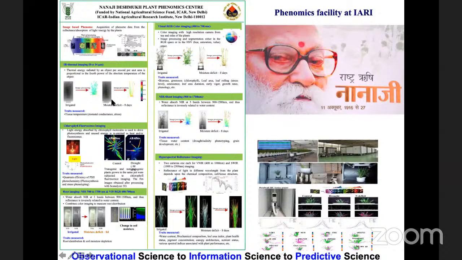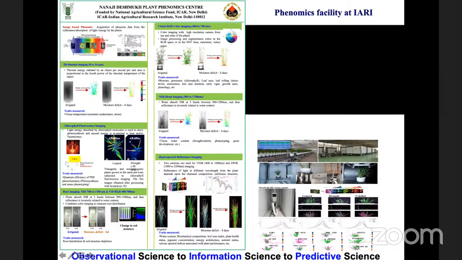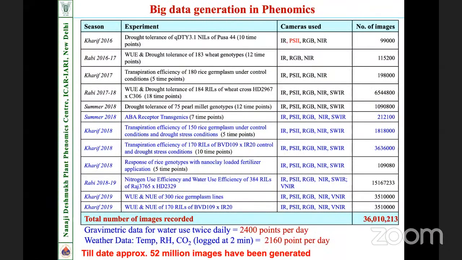What I mean to say is that you have different kinds of sensors and different imaging platforms, and those observations can be derived into information. Then you can go for predictive science: what is going to happen if this plant is grown under these conditions? Those predictions we try to make using big data analytics. You can think of the kind of data we have generated over the years.